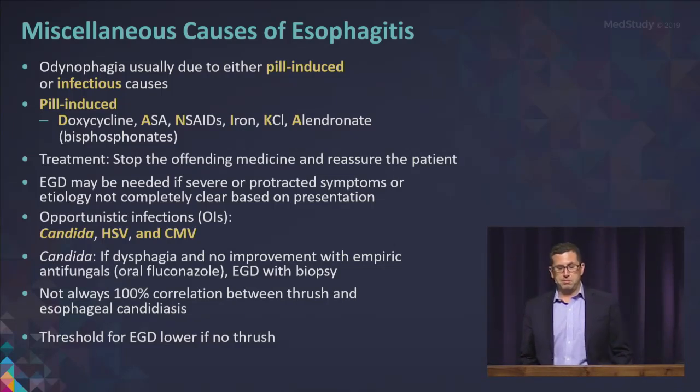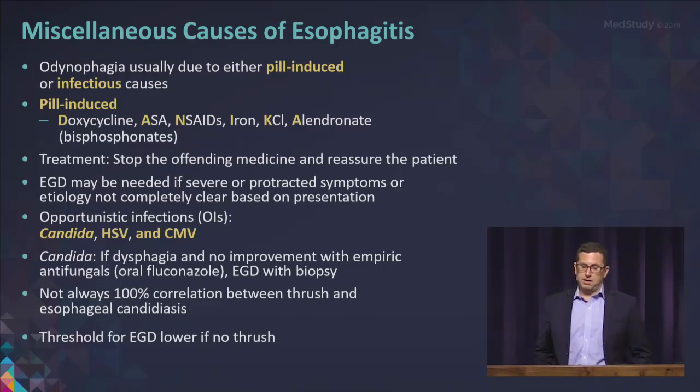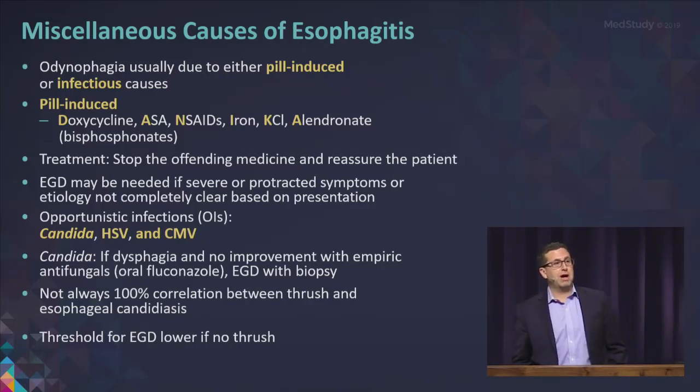So some of the key ones would be Candida, HSV, and CMV, particularly when you're dealing with immunosuppressed patients, AIDS patients. So generally Candida, if there's dysphagia and no improvement with empiric antifungals like oral fluconazole, you may need to do an EGD with biopsy. I should mention that there's not always 100% correlation between oral thrush and esophageal candidiasis, so that's a key point. And generally your threshold for an EGD is going to be lower if there's no thrush because you may be less likely to know what you're dealing with.